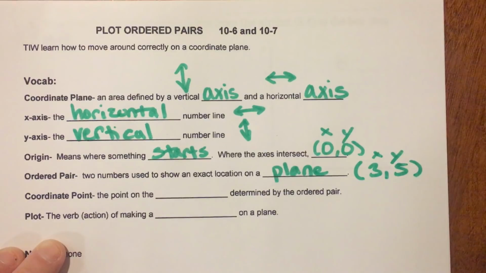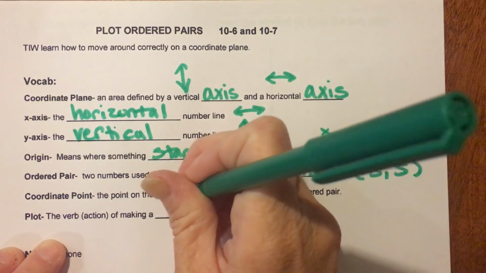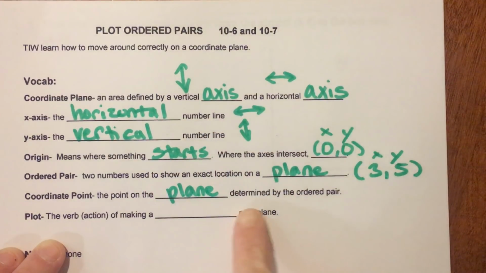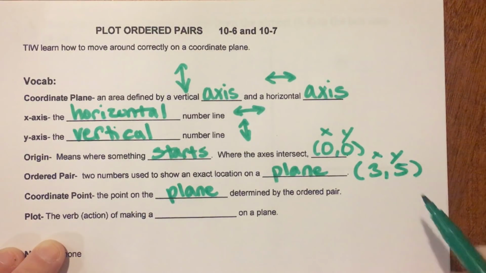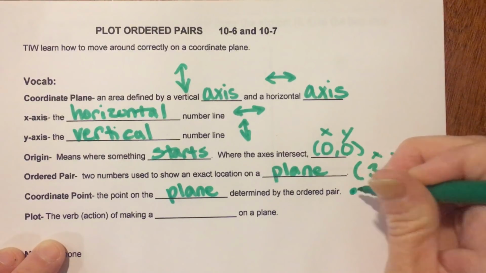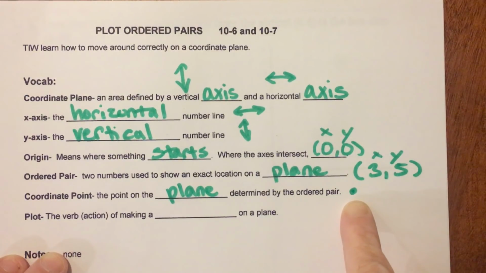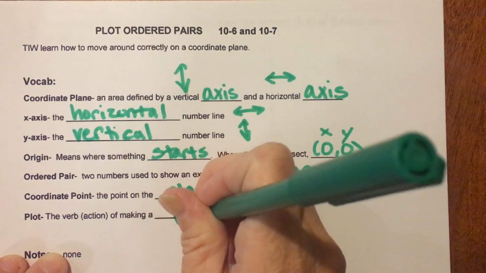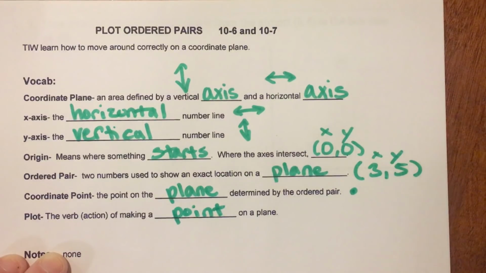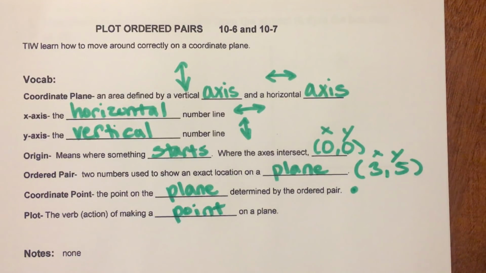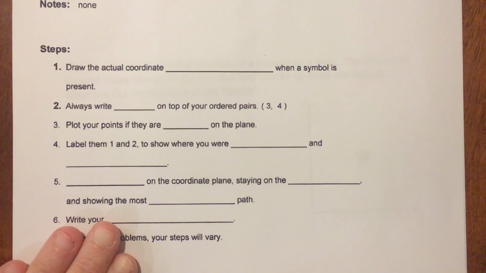Now the coordinate point, though, is the point on the plane determined by the ordered pair. So remember, this is called the ordered pair, but when I plot the actual point, that's the coordinate point. And then our last word that we are reviewing is just, what is plot? Plot is actually the verb of making the point. So when you put the point on, that's called plotting. There's no new notes, but we do have quite a few steps tonight.